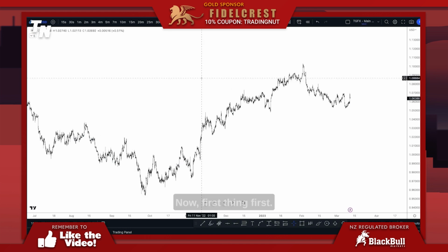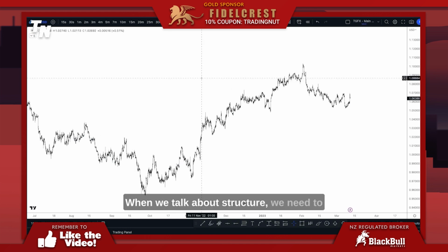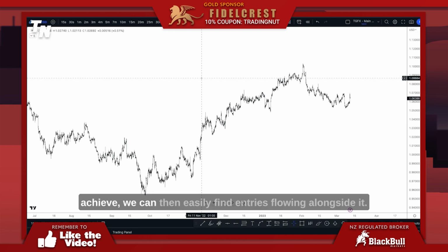Now, first thing first, when we talk about structure, we need to separate it between the micro and the macro. Micro is going to be our lower time frames that we're going to want to use to enter. And for me, those are H1 and down. Anything above H1, such as H2 and up, are all going to be our macro time frames. So first we need to understand the macro, because if we can understand the larger picture as far as where price wants to go, what it needs to achieve, we can then easily find entries flowing alongside it.